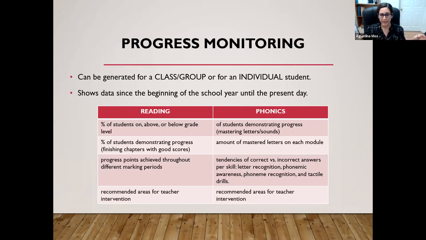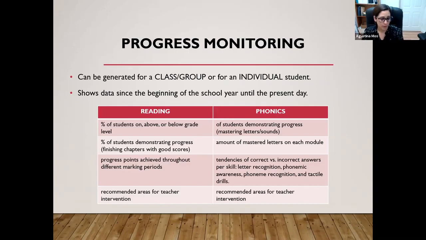It's automatically updated to the latest date in real time, pretty much, and since the beginning of the school year. So what you can choose in this case for the progress monitoring is what section you want to focus on, reading or phonics. On the reading, I listed there the types of things that you'll see: how many students are on, above, or below grade level, and how many students have demonstrated progress. Remember, progress on the reading is individual chapters that I've finished with a good score.